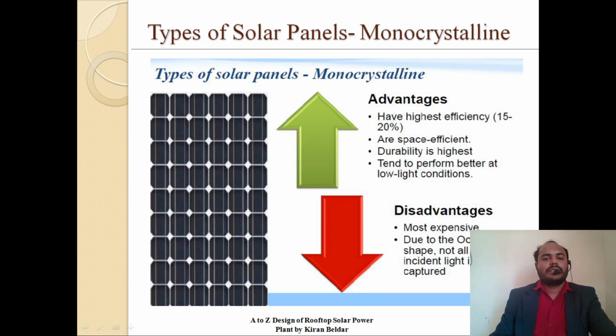Disadvantages of the monocrystalline solar panels are that these are the most expensive type of panel. Due to the octagonal shape, not all of the incident light is captured in the solar cell, but still the efficiency of a monocrystalline solar panel is higher compared to the others.